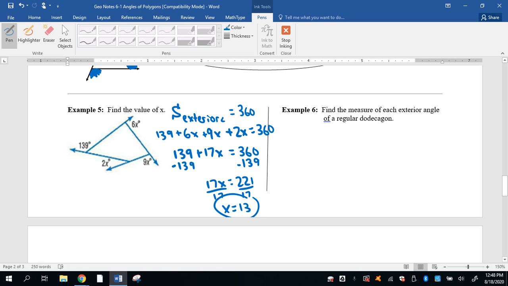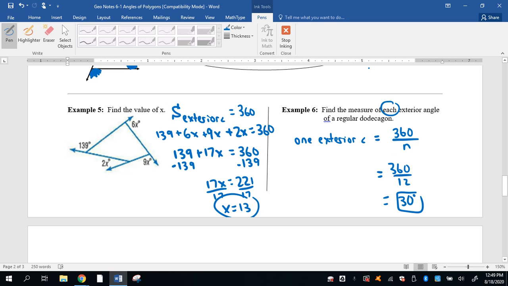Number 6, find the measure of each exterior angle. So one exterior angle of a regular polygon is the sum divided by n. We have a dodecagon, that's 12. So we have 360 divided by 12. 360 divided by 12 is 30 degrees. We are done with this.